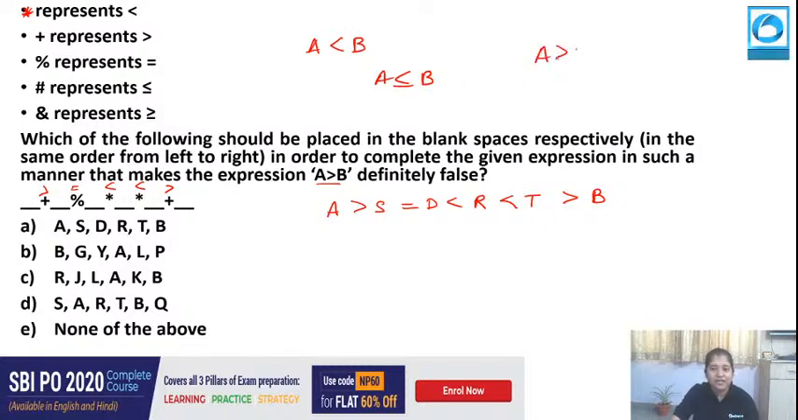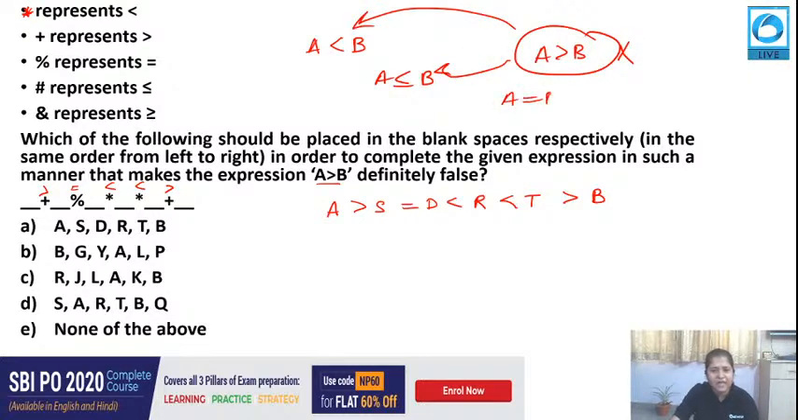A greater than B, tabhi aapka definitely false hoga, when you get either of these relationships, or you have a A is equal to B, right? So, of these relationships, agar aapko kuch bhi mil gaya, tabhi aapka A greater than B will be definitely false. It should not be maybe false. Agar aap pehla wala dekhoge, you have opposite relationships in here, right?